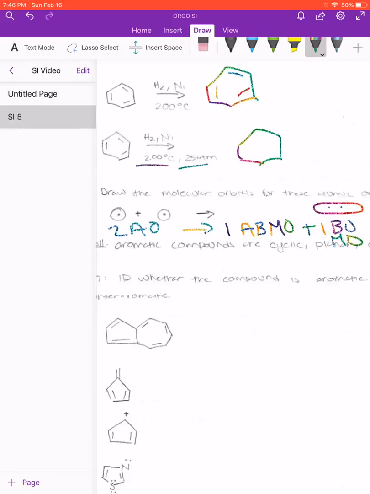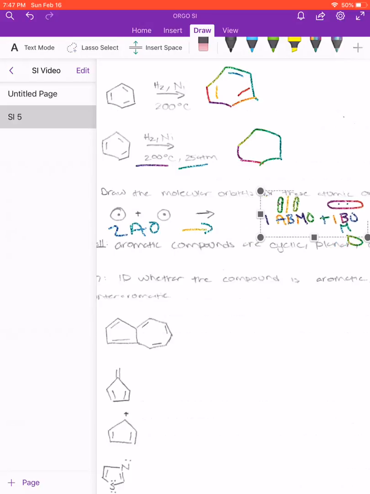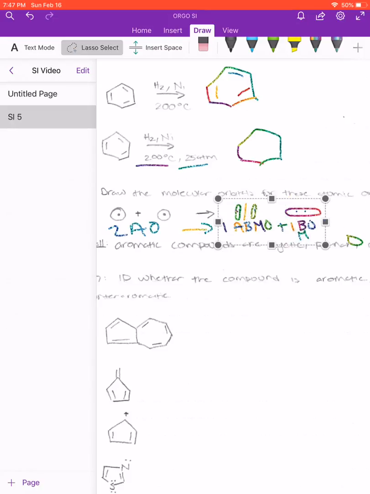And the anti-bonding molecular orbital, draw like that. And then you can draw a little node, and the other one like that, right? So just to reiterate, two atomic orbitals is going to give you two different molecular orbitals, one bonding and one anti-bonding, right?